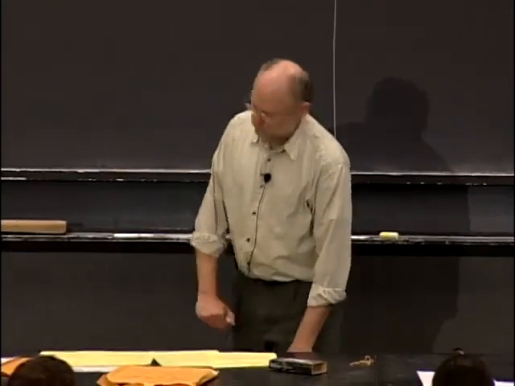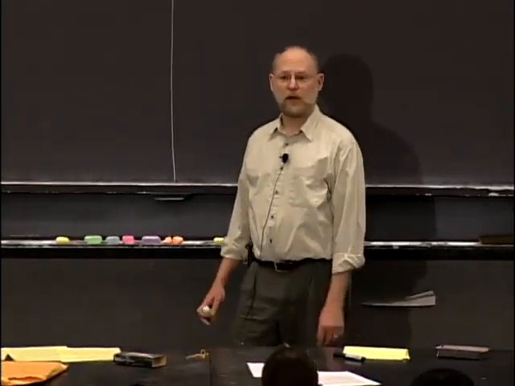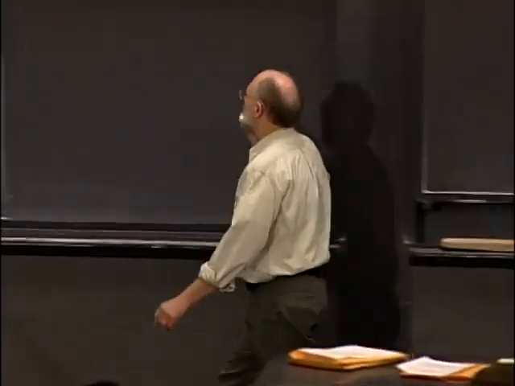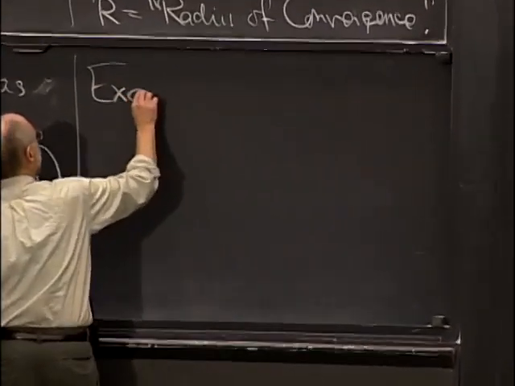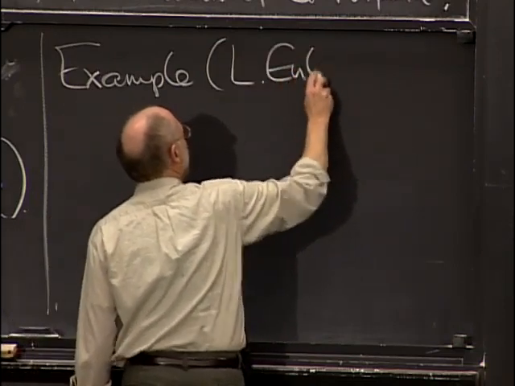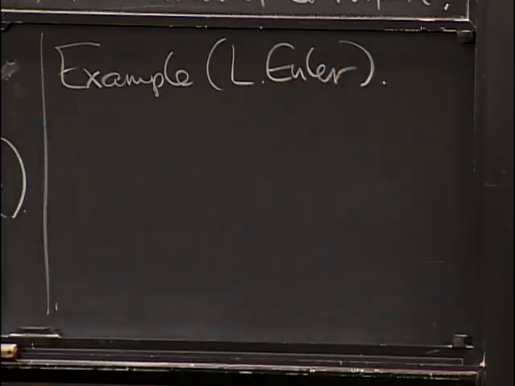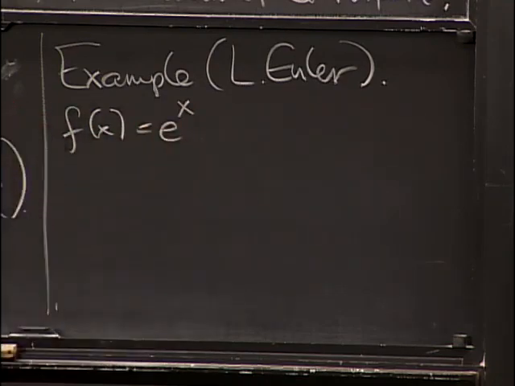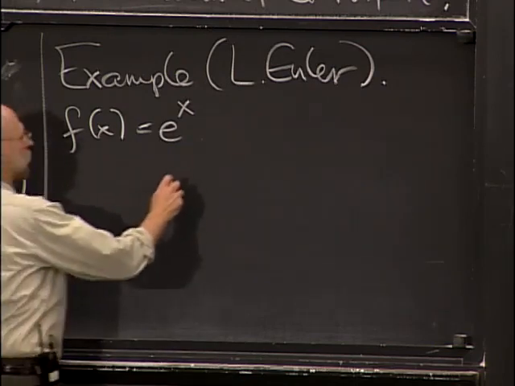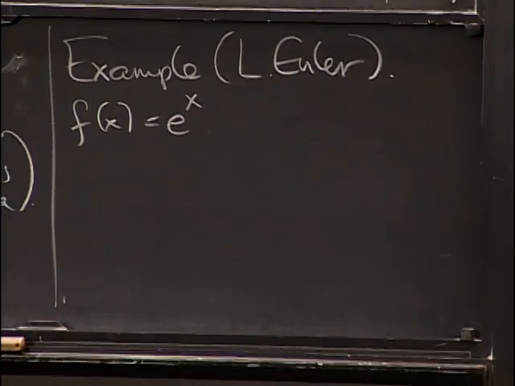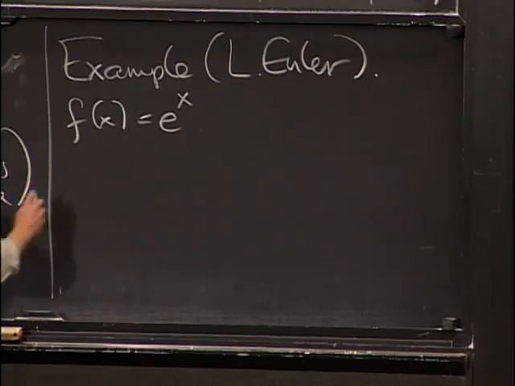Let's see. I think that's the end of my summary of things that he talked about. I think he did one example, and I'll repeat that example of a power series. This example wasn't due to David Jerison, it was due to Leonhard Euler. It's the example where the function is the exponential function e to the x. Let me repeat for you the computation of the power series for e to the x, just because it's such an important thing to do.